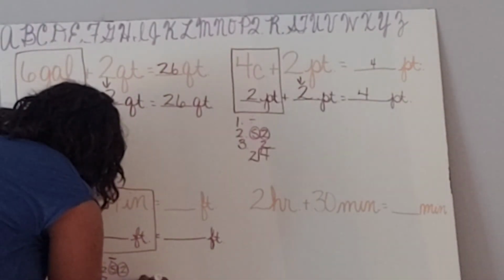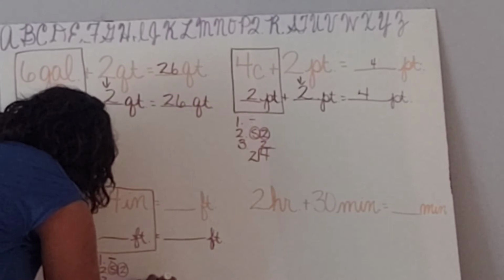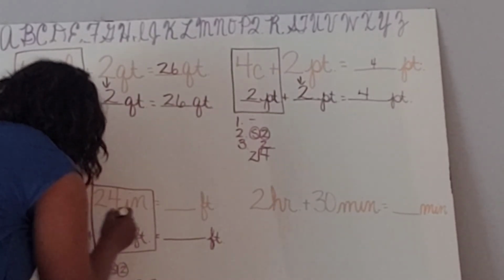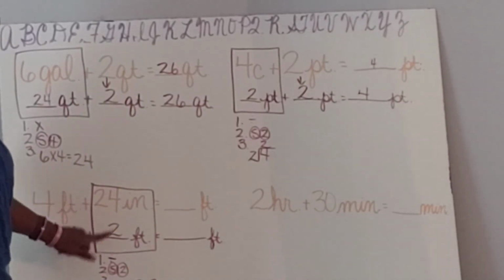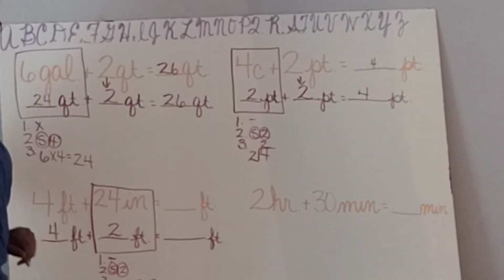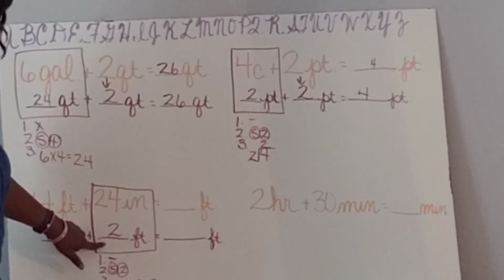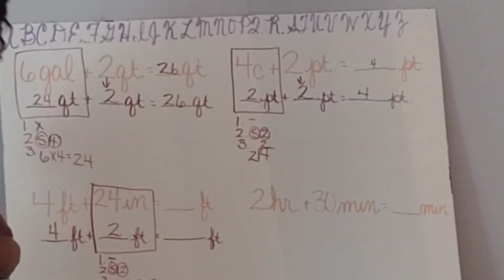So 24 divided by 12 equals, yes, 2. And we put 2 in the blank. Oh, okay, so now I know how many feet for my 24 inches. So we have 4 feet plus 2 feet, because 24 inches equals 2 feet. Oh, that equals 6 feet.